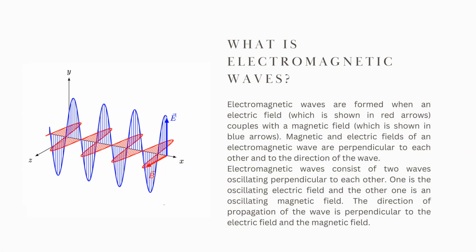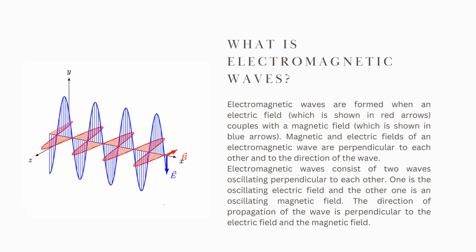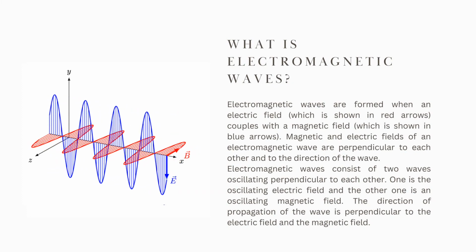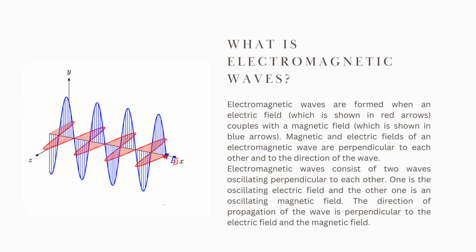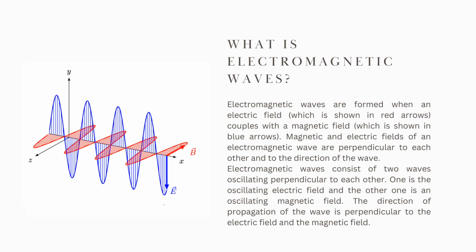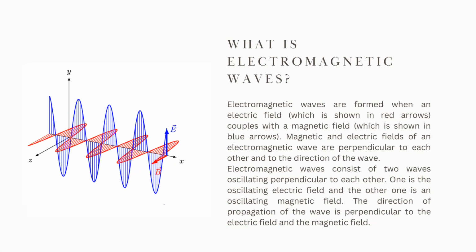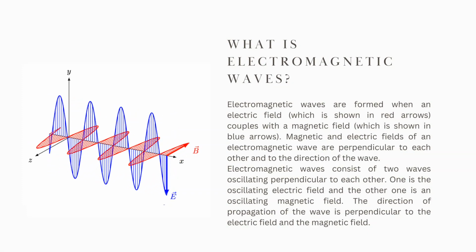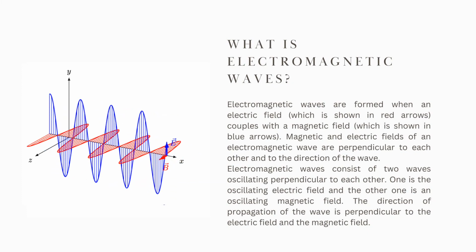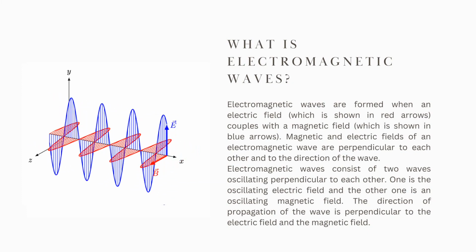Electromagnetic waves consist of two waves oscillating perpendicular to each other. One is the oscillating electric field, and the other one is an oscillating magnetic field. The direction of propagation of the wave is perpendicular to the electric field and the magnetic field.